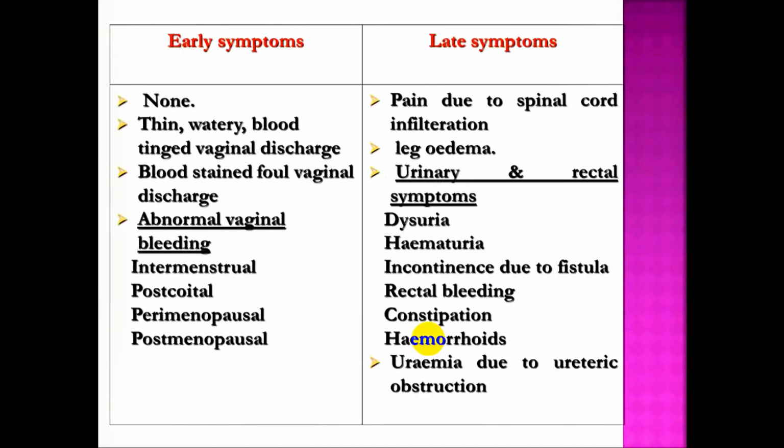Early symptoms: none, or thin watery blood-stained vaginal discharge, foul vaginal discharge, abnormal vaginal bleeding, intermenstrual, postcoital, perimenopausal or postmenopausal. Late symptoms: pain due to spinal cord infiltration, leg edema. Urinary and rectal symptoms: they develop dysuria, hematuria, incontinence due to fistula, rectal bleeding, constipation, hemorrhoids, uremia due to ureteric obstruction.